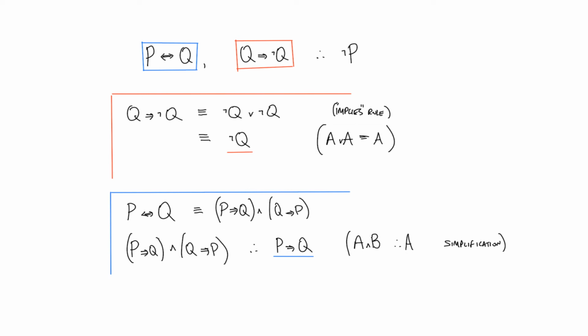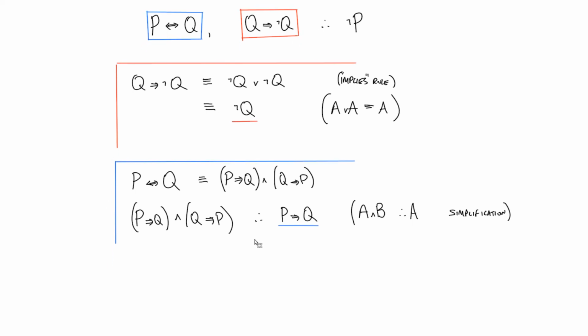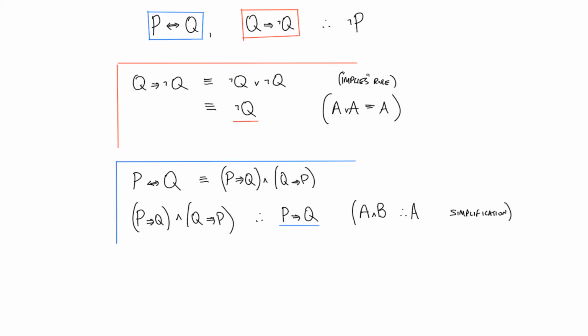And from here, we're ready to write down the actual arguments, which says, if you believe these premises, you believe not Q. If you believe these premises, you believe P implies Q. And therefore you must believe not P, because this is modus tollens.